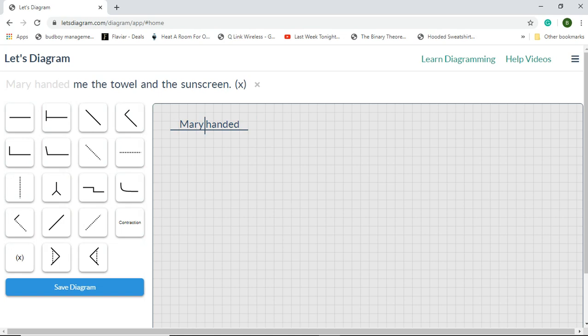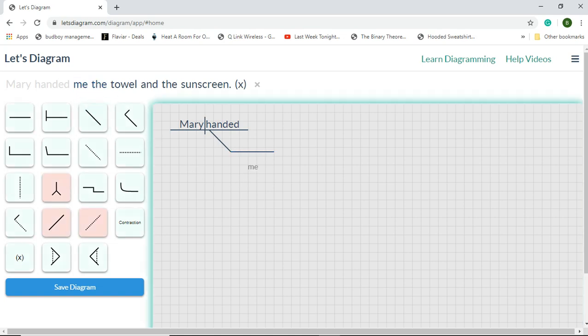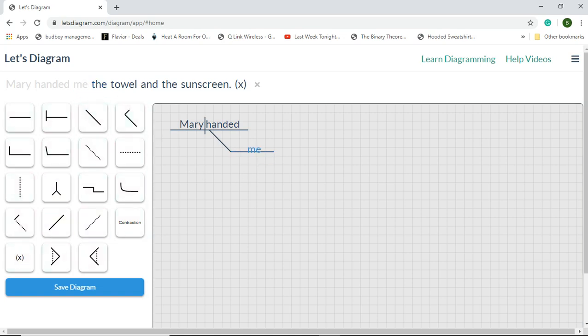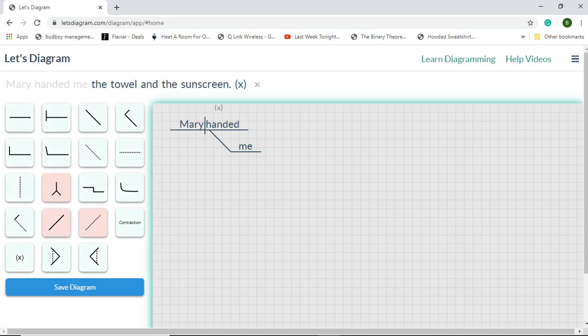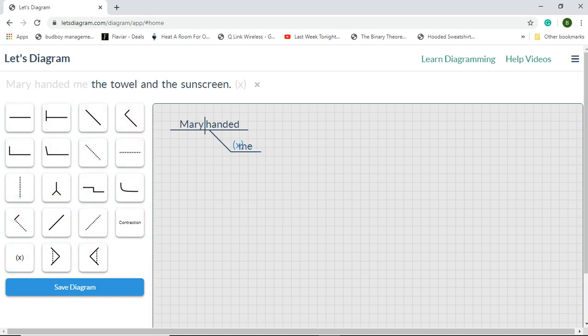Alright. So, who did she hand it to? She handed it to me. And me is an indirect object. Okay. So, under handed, we put me. It's an indirect object. And instead of the preposition, we use the X, and we put it right there. And it looks like this.